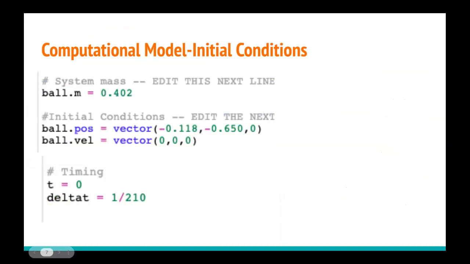Here are the initial conditions for the computational model based on the conditions from the previous slide. The mass was given from the pre-lecture videos, and the initial position and initial velocity, as well as delta t, were found from the tracker analysis.